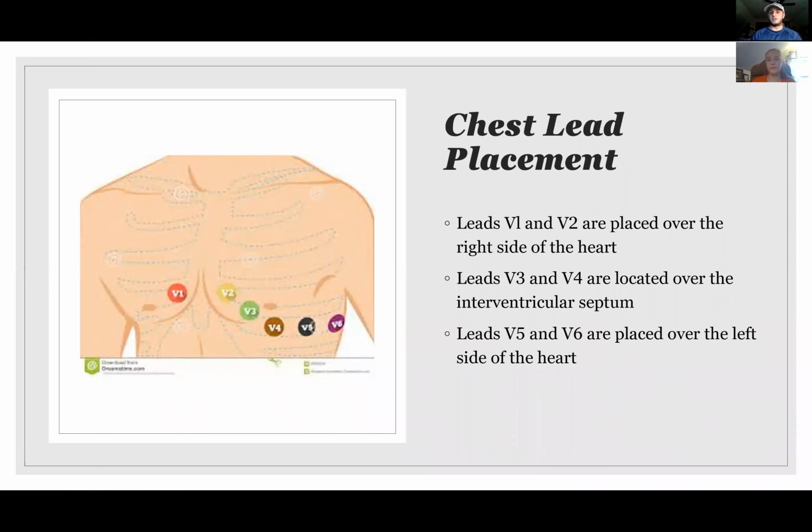Here you'll just see the different kinds of placements. V1 and V2 are placed over on the right side of the heart. V3 and V4 are more located over the interventricular septum. V5 and V6 are placed over on the left side of the heart.